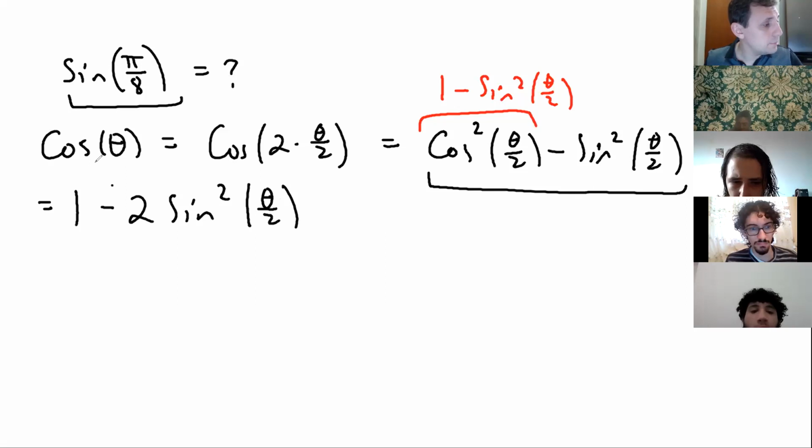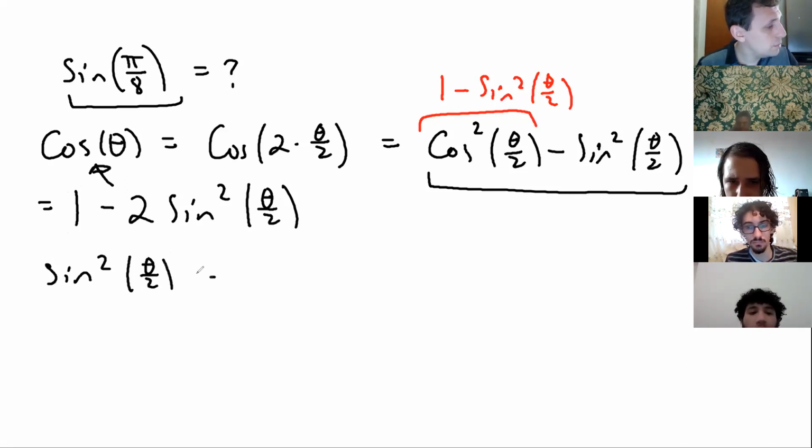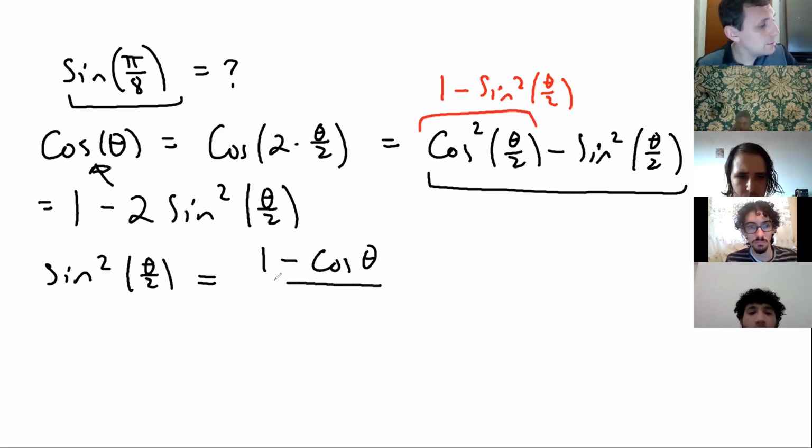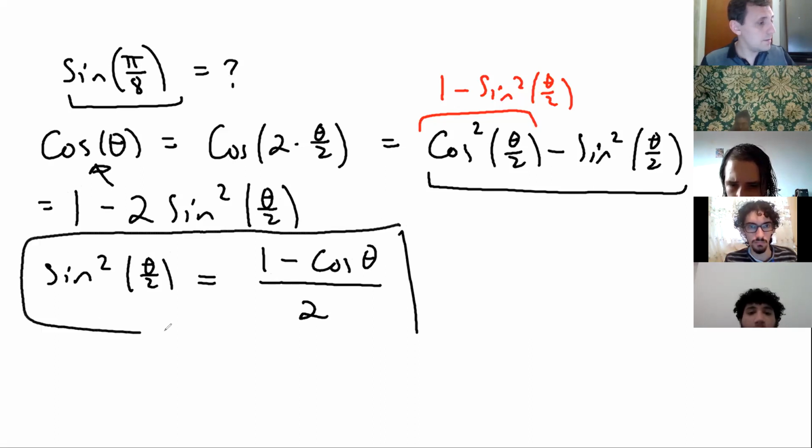And that brings me back to cosine, which means what? Which means that if I move things around, just solve this equation, I have that sine squared theta over 2 is equal to 1 minus cosine of theta divided by 2. That's the formula that I can use. Why can I use it?